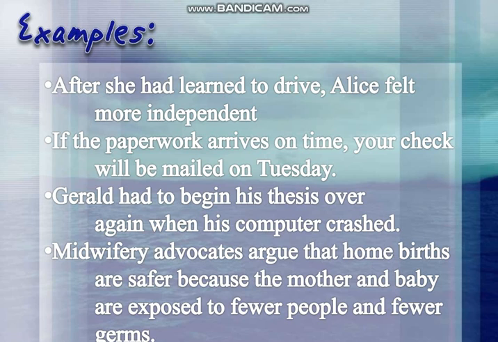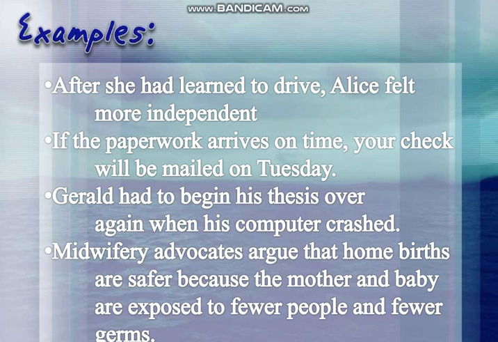After she had learned to drive, Alice felt more independent. So here the word after is a subordinating conjunction because this is a dependent clause. If we just say, after she had learned to drive, so what? The meaning is not clear. Alice felt more independent is the main clause or independent clause. So both of them are joined by the conjunction after.